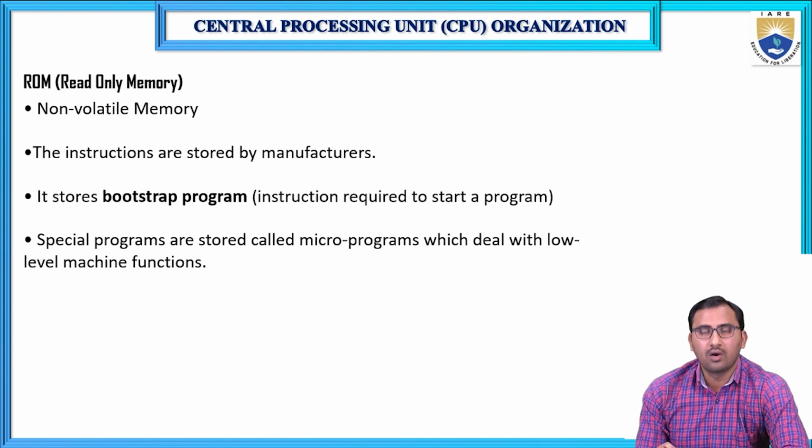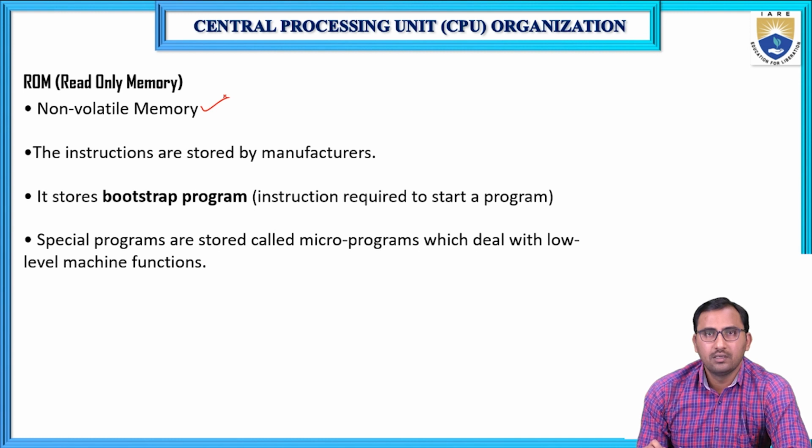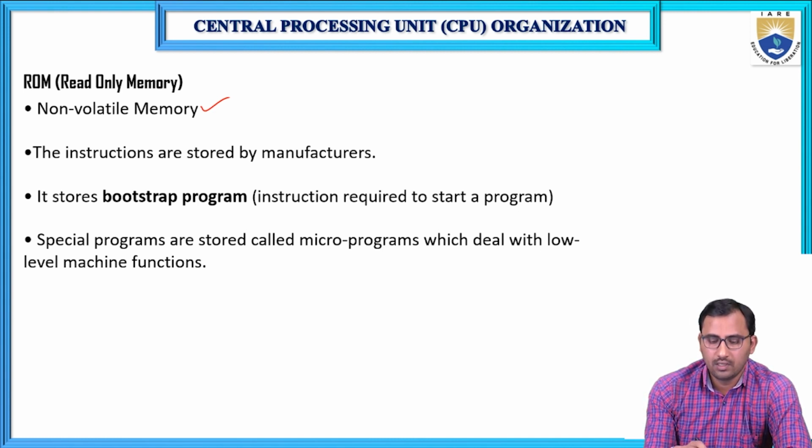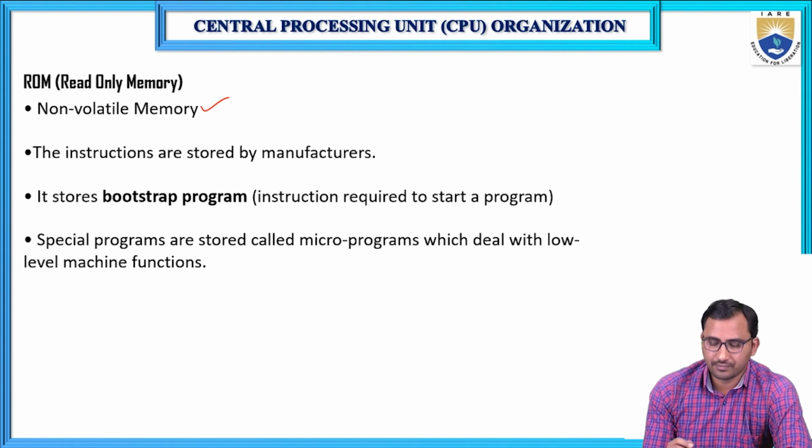And these are non-volatile memory. Non-volatile means even if the power to the chip fails, the content stored in the memory stays forever. That means we will not lose any data, even if the power fails. That is non-volatile memory. Non-volatile memory means the contents of the memory will not be lost even if the power fails.